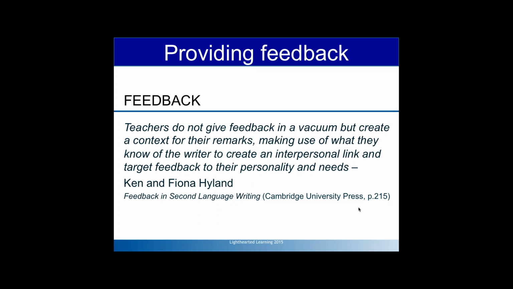But teachers do not give feedback in a vacuum, but create a context for their remarks, making use of what they know of the writer to create an interpersonal link and target feedback to their personality and needs. This is probably at the crux of how we need to give feedback. We need to target it.